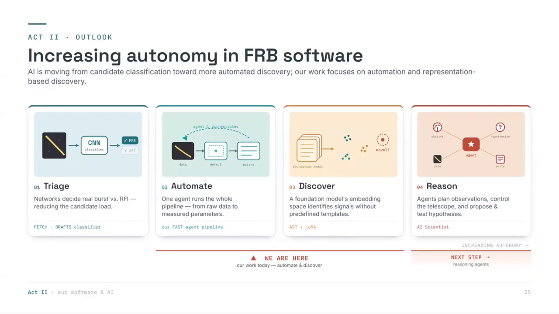And the third level is discovery. A foundation model embedding space can surface signals before a predefined template exists. This is the role of the AST for anomaly detection. And the fourth level is reasoning agent. In the future, agents can plan observations, call tools, and test hypotheses.